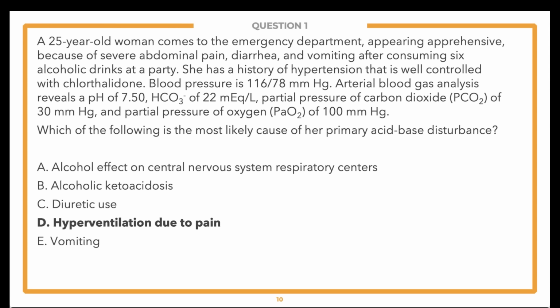You could also have a hyperventilation due to a PE. But in this case, we've got patient's pain, which is likely causing her to hyperventilate, leading to that respiratory alkalosis. And once again, those levels will help you come to that conclusion.